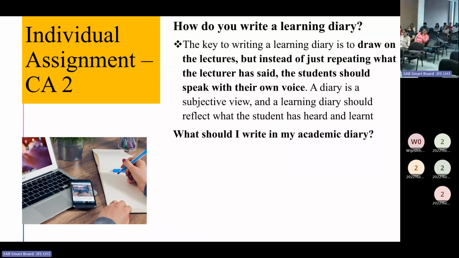How to write? The key to writing a learning diary is to reflect on the lecture, but instead of just repeating what the lecture has said, a student should speak with their own voice. Okay. The last batch is one student. He made 3.8 GPA. And he starts by saying, I got late in the first lecture, the lecturer was on time. And this is how he wrote. It's a storytelling approach, make a note.